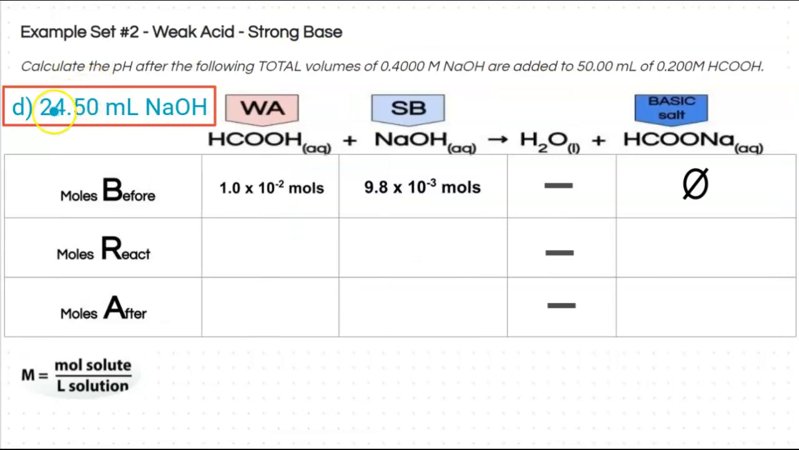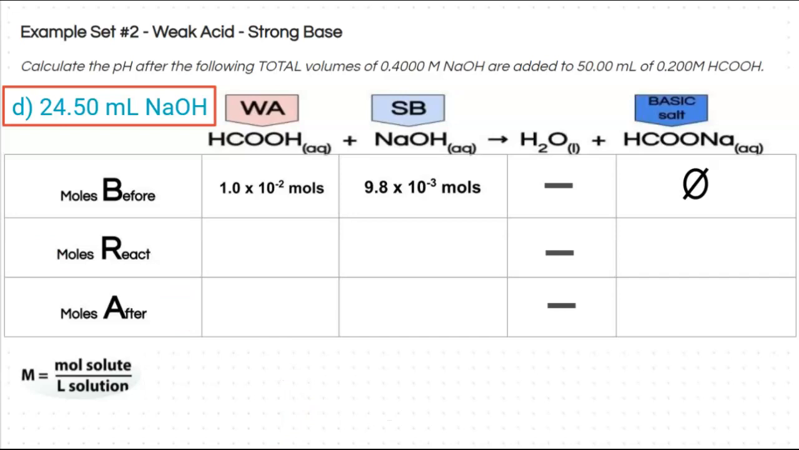All right, calculating another value, we've got the same solution of methanoic acid, so we're starting the same number of moles, 1 times 10 to the negative 2. This time I have increased the volume of sodium hydroxide that I'm adding to 24.5 milliliters of sodium hydroxide. Calculating the moles of base, okay, that is 9.8 times 10 to the negative third. What I did was I subbed in my molarity of base, 0.4, is equal to X number of moles over the volume of base, 0.0245, and that X value calculates to be this 9.8 times 10 to the negative third.